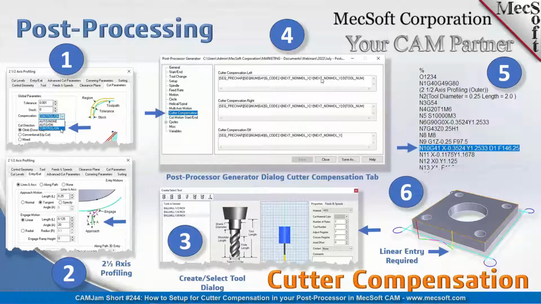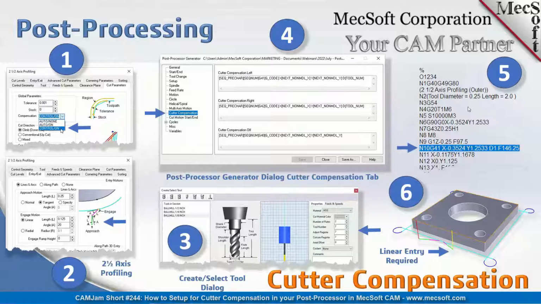And again, also in the post-process generator, we have an area tab called cutter compensation specifically for this. It has these macros set for cutter compensation left, right, and cutter compensation off. And you'll see 3 different possible G codes.